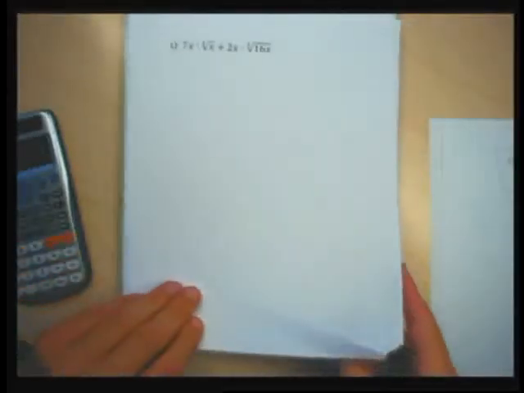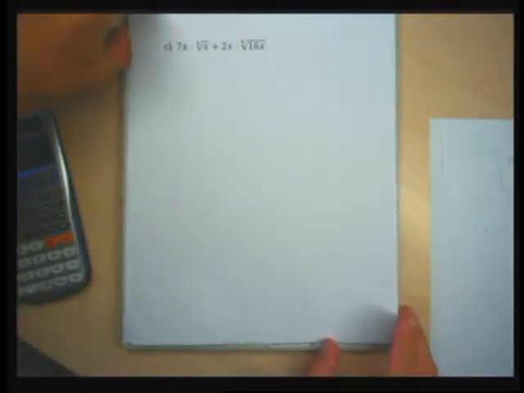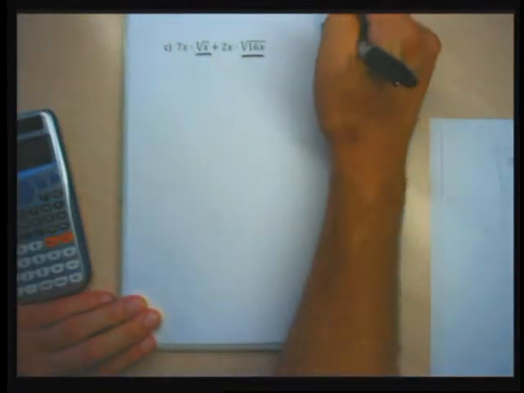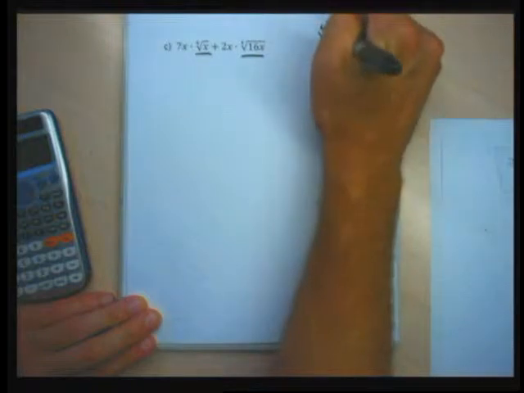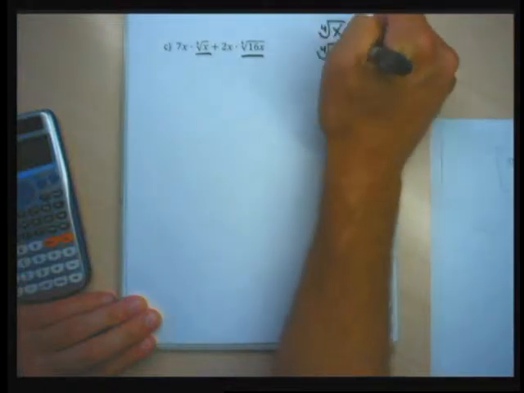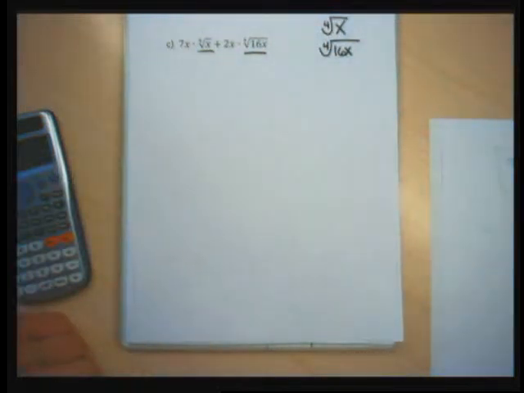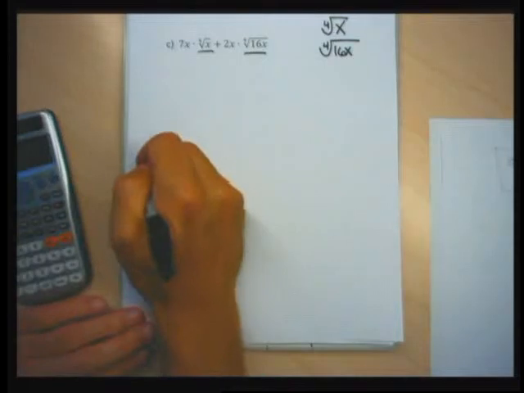Part C has letters, so I can't do it on my calculator. And if I look at the radicals, the first radical has an x, the second radical has a 16x. They're both fourth roots, which is a good thing, but I can't add the terms without reducing the radicals. So I'll look at each of the radicals.